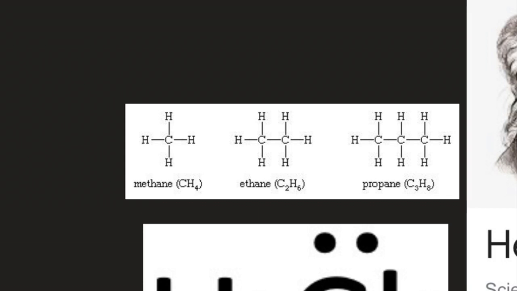Methane, CH4, which is just a combination of one carbon bound to 4 hydrogen atoms. Ethane, which is just 2 atoms of carbon bound to 1, 2, 3, 4, 5, 6 atoms of hydrogen. And propane, which is just, as the formula states here, 3 atoms of carbon bound to 1, 2, 3, 4, 5, 6, 7, 8 atoms of hydrogen. So hydrogen exists in many bonds in the natural world.